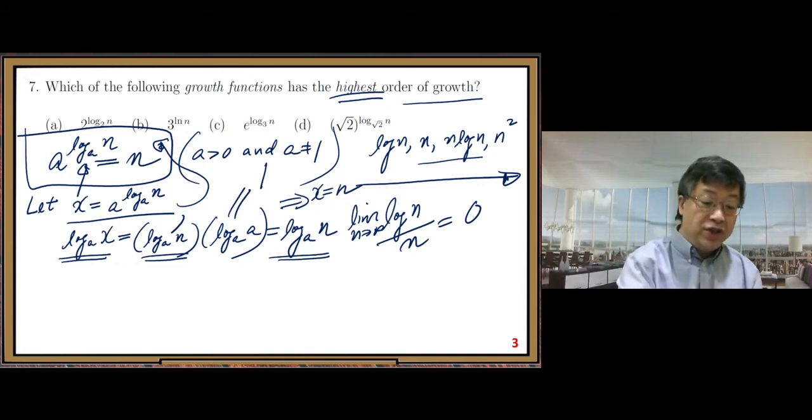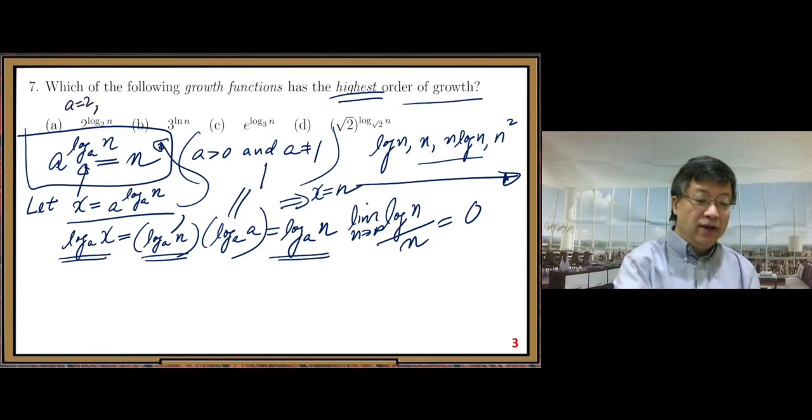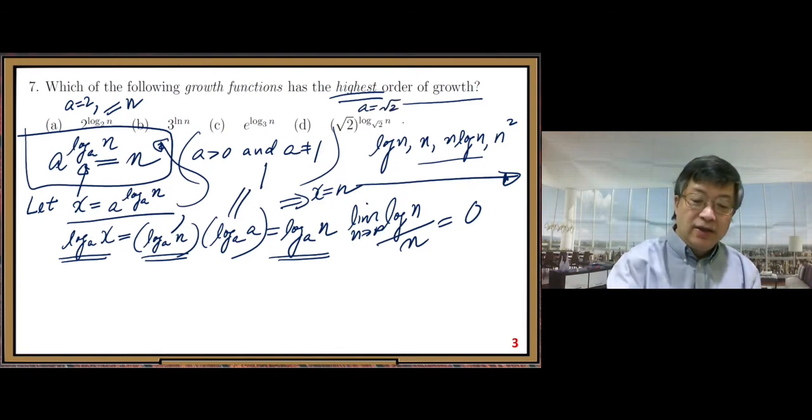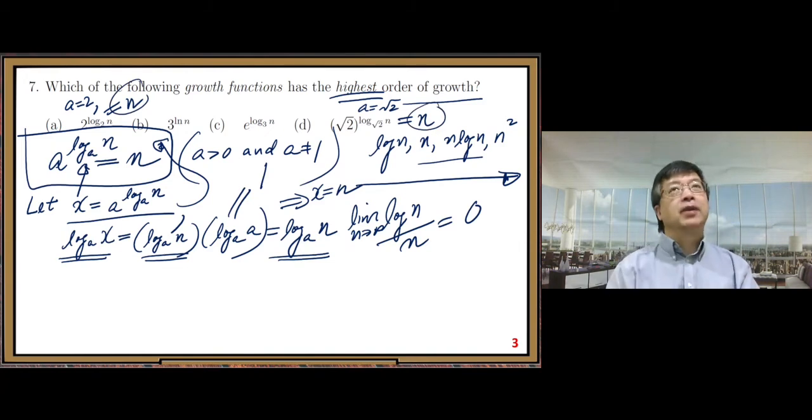The first one is easy because we take a equals 2, right? So we apply our formula. This first function equals n. The last function, a equals root 2, right? So we apply that formula. This gives us n again. So you see, A option, D option, both n.